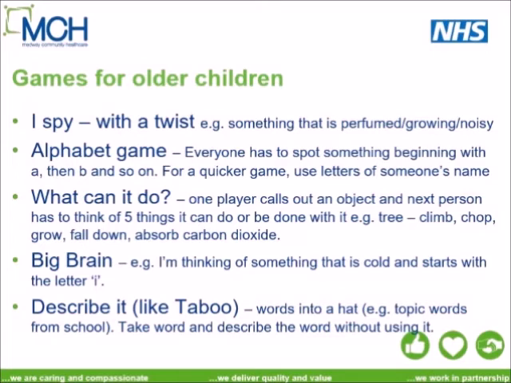Play What Can It Do? One player calls out an object and the next person has to think of 5 things it can do or can be done with it, such as a tree. You can climb it, you can chop it, it can grow, maybe even it can absorb carbon dioxide. Try the game Big Brain. For example, I'm thinking of something that's cold and starts with the letter I.